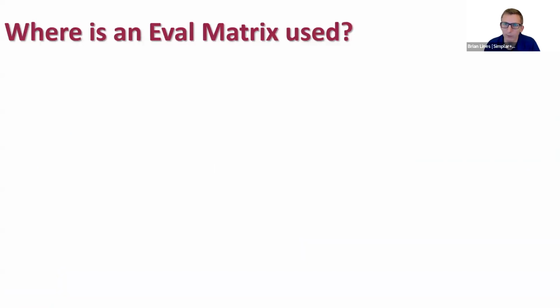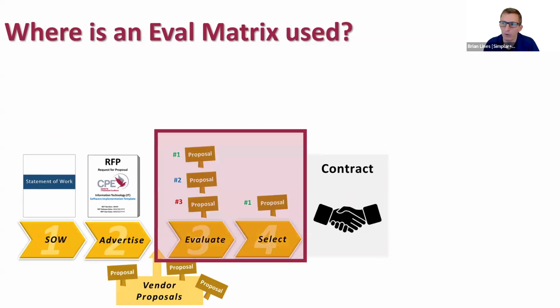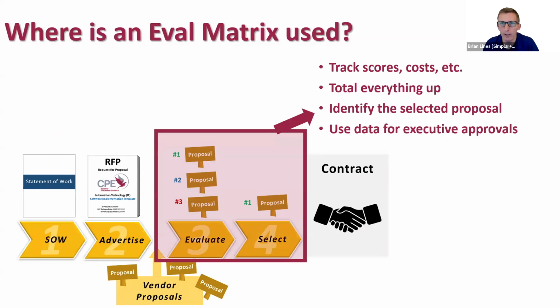If you are using this, you go across your normal timeline. Initially you put together the scope and requirements for your project, you get that put into your RFP and advertise it, proposals come back in response, then you evaluate them, select, and move into contract discussions. This is about the time where you're doing the matrix in detail, right? You're tracking scores and costs and totaling everything up, figuring out the selected proposal in the end. And also one of the extra uses of the matrix that we will talk about later is you can use the information from it to do reporting out and summaries for executive approvals and so on. That can also be a big help.